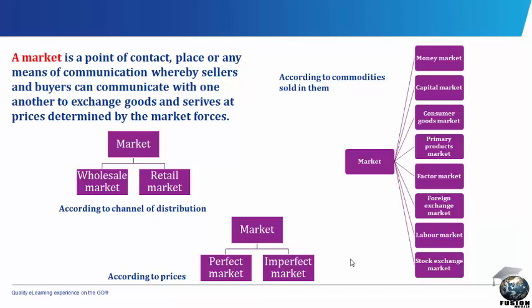The consumer goods market. This is a market where finished goods ready for use by people are sold and bought. The primary product market. The primary product market is a market whereby raw materials or unfinished goods are bought and sold. The factor market. This form of market involves the buying and selling of factors of production.